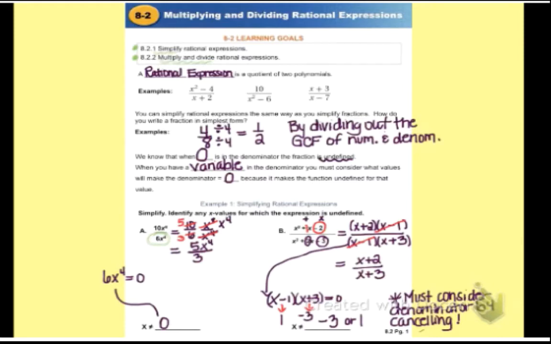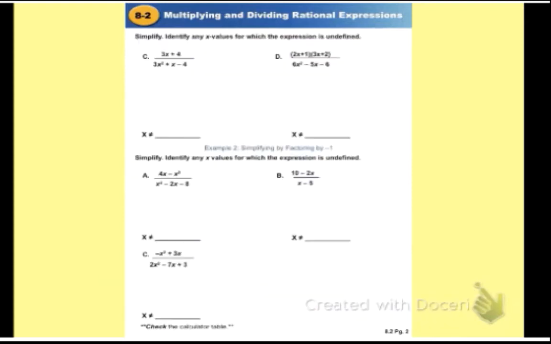So again, as a note, we want to make sure that we consider the denominator before we do any canceling out, because we don't want to miss a possible value of x that would make it undefined. Let's go ahead and turn the page.